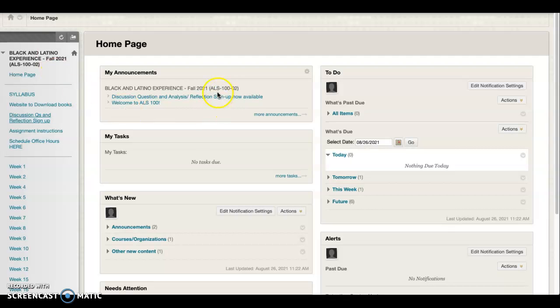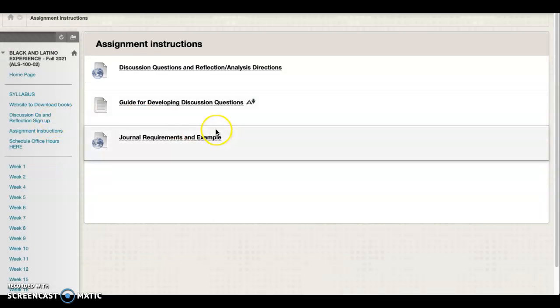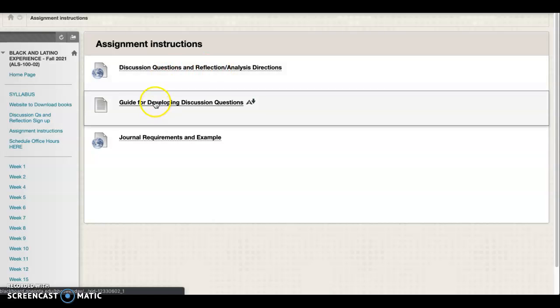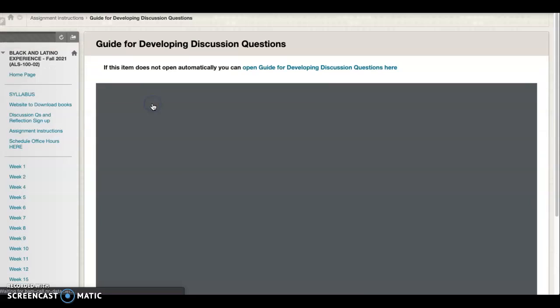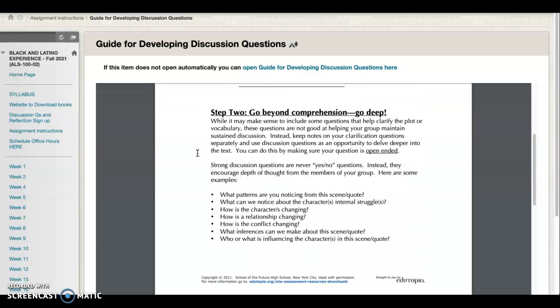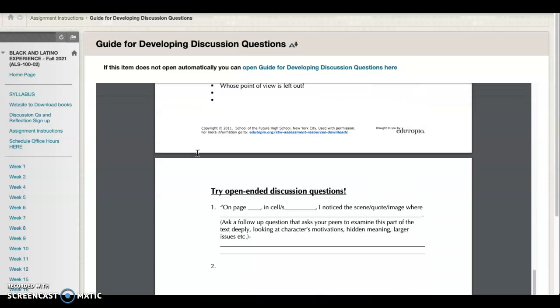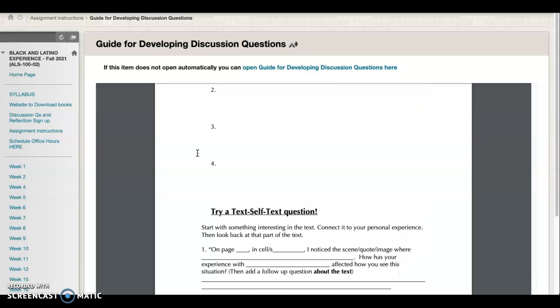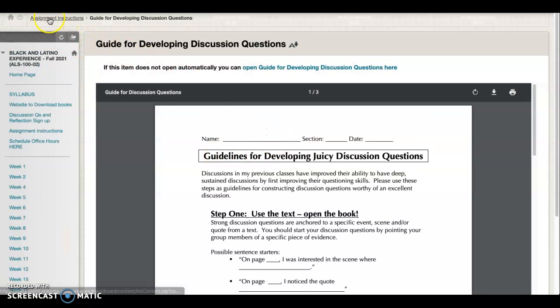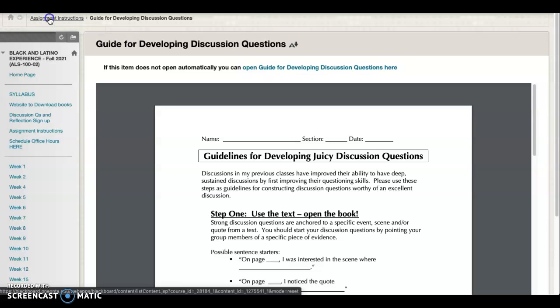Okay, so we're going to go back to Blackboard, and then we're going to go to the assignment instructions. The assignment instructions for the discussion questions are here, but I do want to alert you that the first step in these instructions is to read this guide for developing discussion questions, which looks like this. It gives you a step-by-step of how to put together a good set of discussion questions, and the different kinds of questions that you can come up with. This is part of the assignment, and you can read it before you get started.